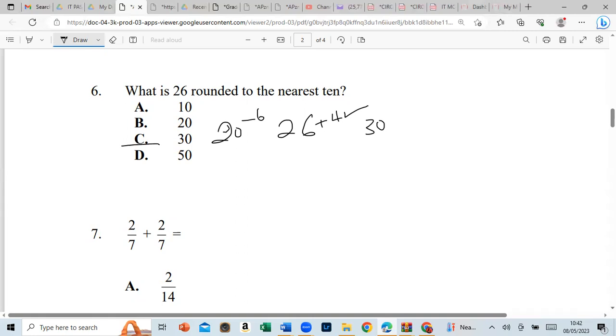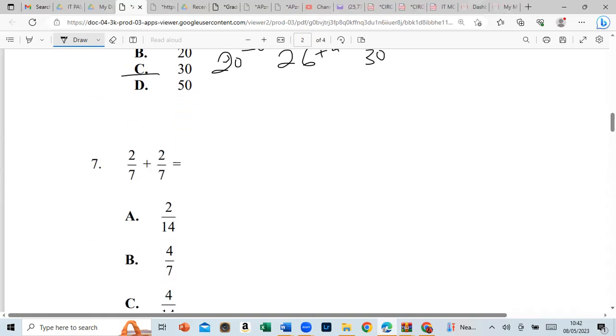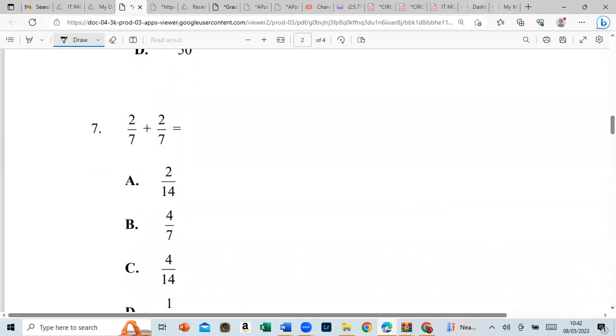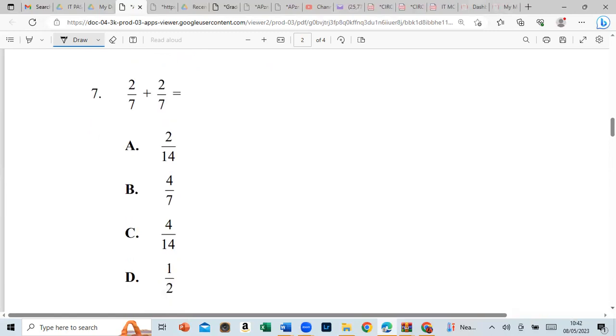Right, let's look at number 7. 2 over 7 plus 2 over 7. What will be the answer for that? Is it 2 over 14, 4 over 7, 4 over 14, or 1 over 2? Go ahead and answer that, guys. Let's go.